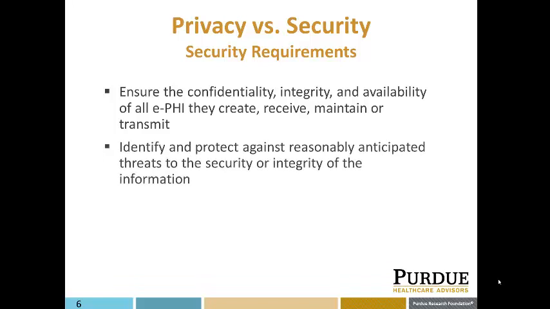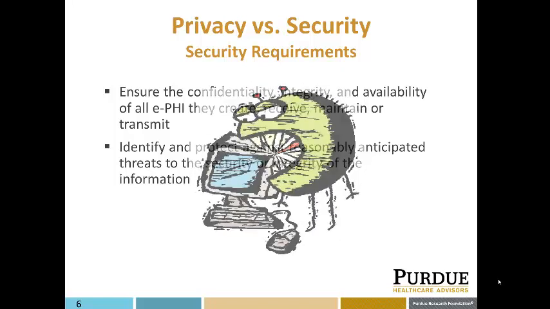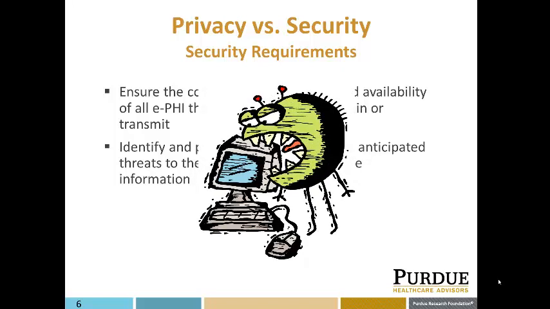We must identify and protect against reasonably anticipated threats to the security or integrity of information. A good example would be malware, right? We don't ever want a virus to infect our network, but it is something that we anticipate happening. So we install anti-malware software on, well, on practically everything that we deploy.